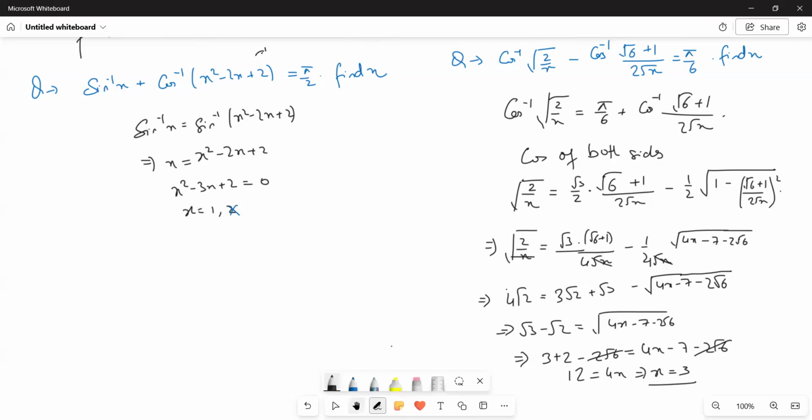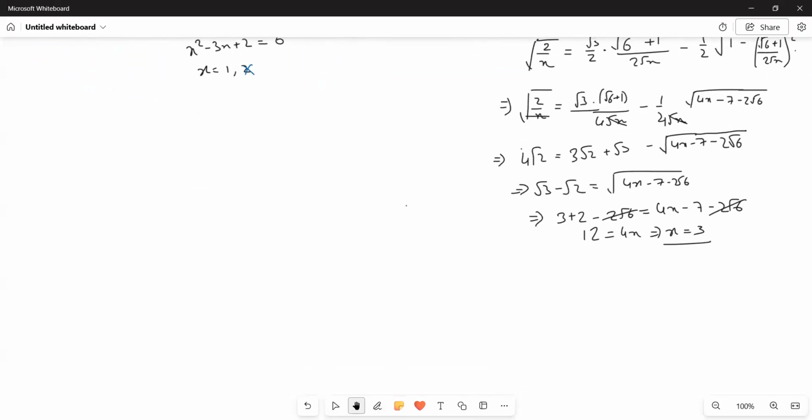Okay. Next question. Cos inverse of 2x minus 2 cos inverse of root over of 1 minus x square is pi. Find x.